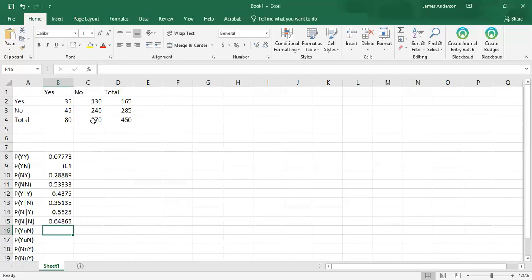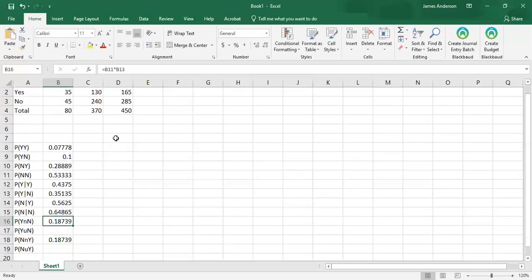And a no given a no, 240 divided by 370. So an intersection, yes intersection no, would be equal to the probability of no, no, times the probability of yes given no right here. So you can do that for yes intersection no and no intersection yes. So probability of no, no, times no given, probability of yes given no.